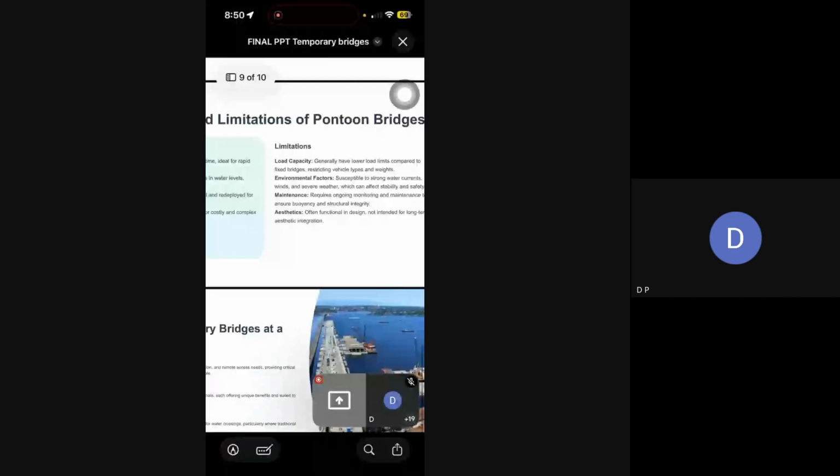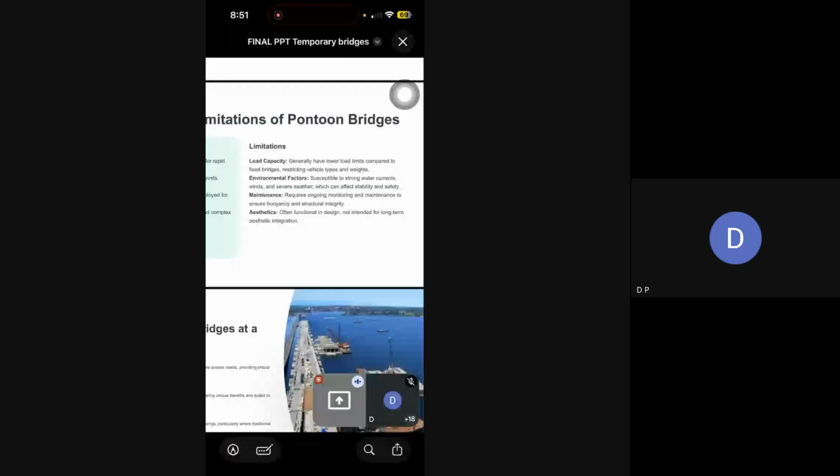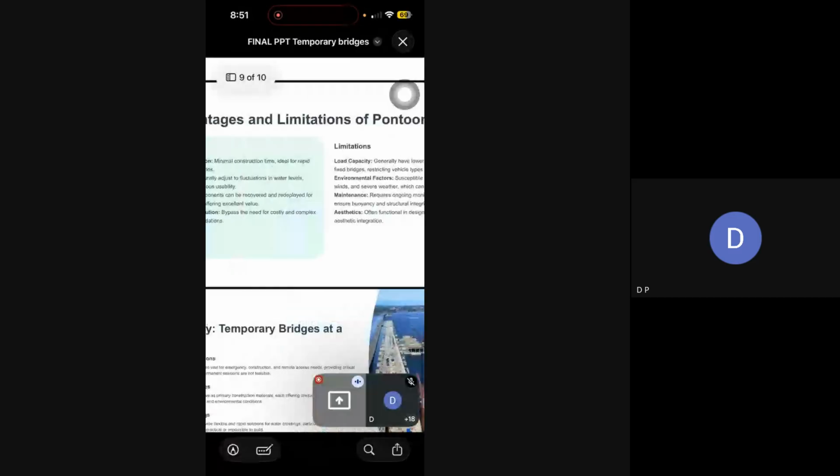Limitations: load bearing capacity, generally have lower load limits compared to fixed bridges. Environmental factors: susceptible to strong water currents, winds, and severe weather, which can affect stability and safety. Maintenance: require ongoing monitoring and maintenance to ensure balance and structural integrity. Aesthetics: often functional in design, not intended for long-term aesthetic integration.